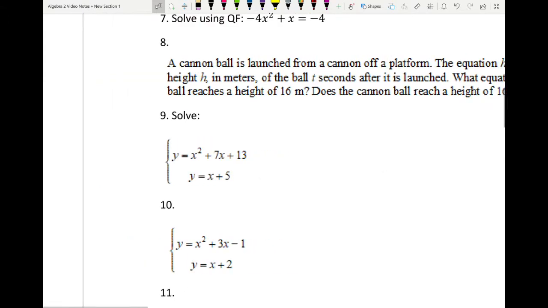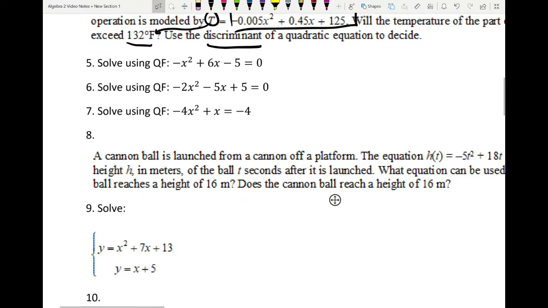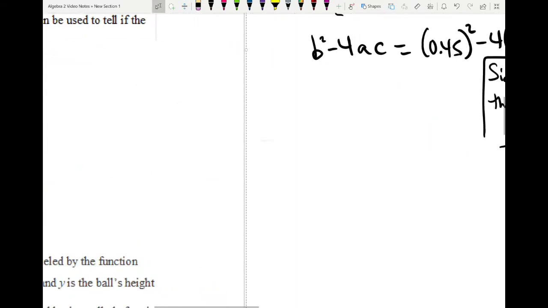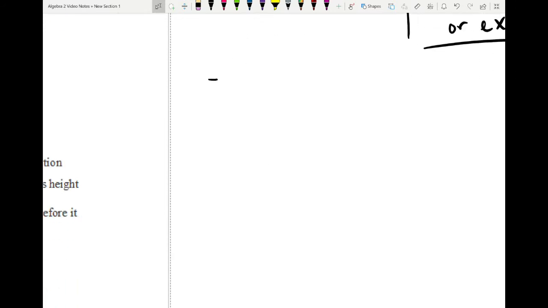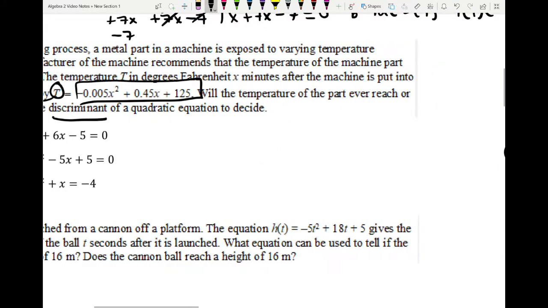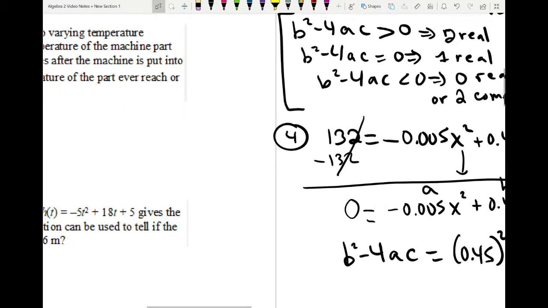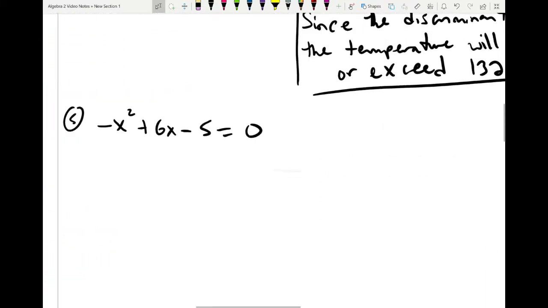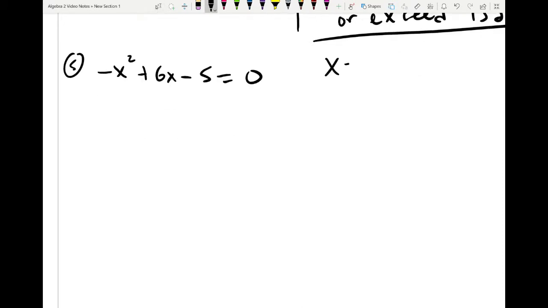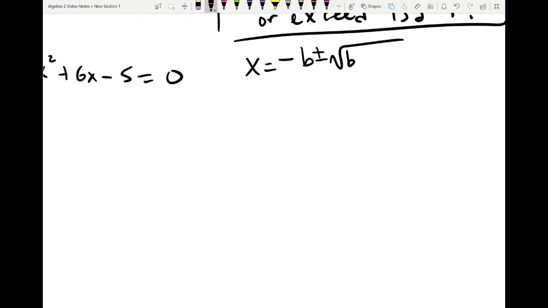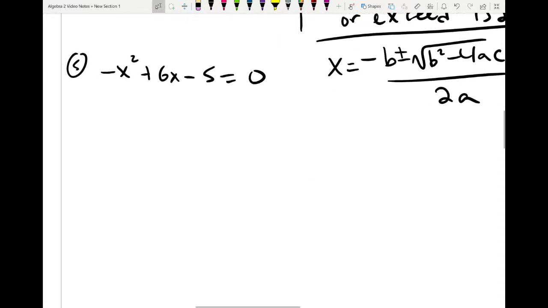All right, so now let's look at number 5. So we want to solve this using the quadratic formula. Let's write that problem over here. All right, so that's number 5. So we got to write down the quadratic formula first. So let's write it down over here. So the quadratic formula from your notes is negative b plus or minus square root b squared minus 4ac all over 2a. So we're going to plug into that.